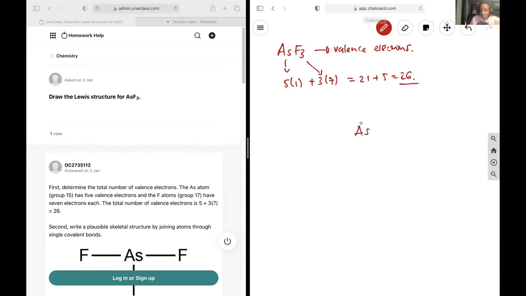So of course, let's put the As in the middle, surrounded by the 3 Fs, and let's start with some single bonds. And then let's fill in the octets for each of the fluorines because they're optimized for 1 bond and they have that already.